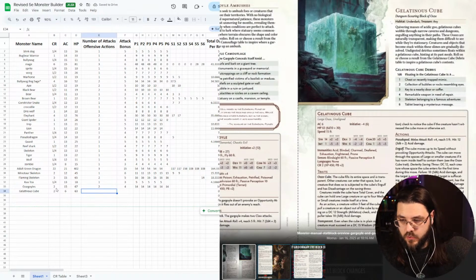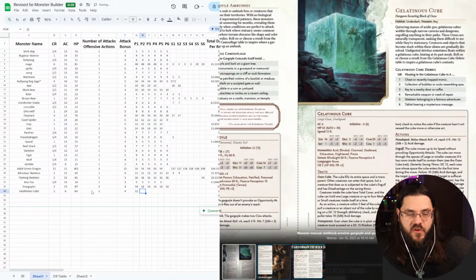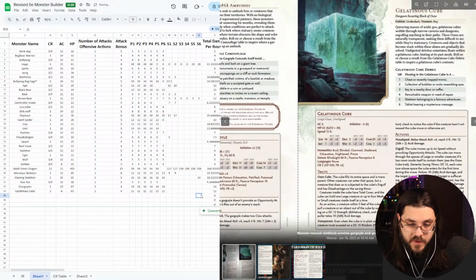Ooze Cube. It makes 1 attack with its pseudopod, plus 4 for 12 damage, if I can grab the thingamabob. And then Ooze Cube fills out the space. Total cover, other action, 5 feet, DC 12.